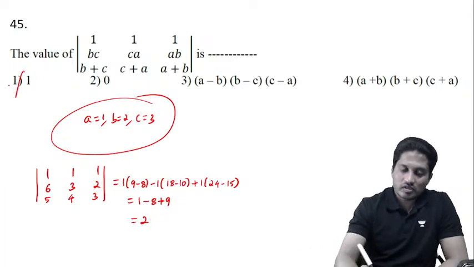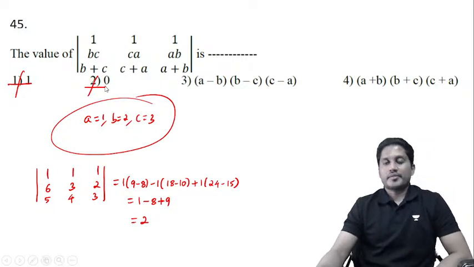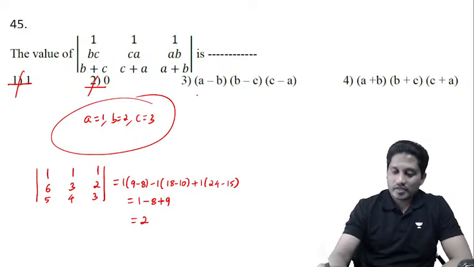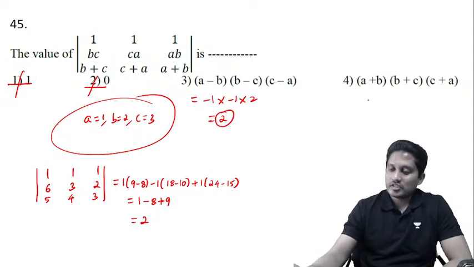Now this is ruled out. This is ruled out. Now let me check. a minus b: 1 minus 2 is minus 1. b minus c is also minus 1. c minus a is plus 2. You multiply, you get plus 2. This will not satisfy. If you want, you can substitute and check.